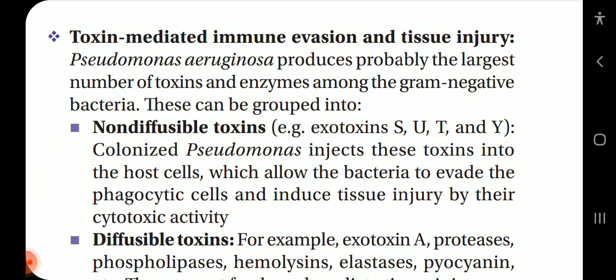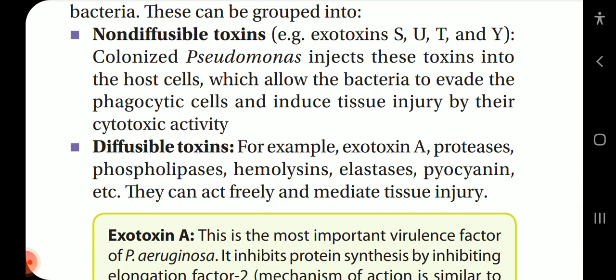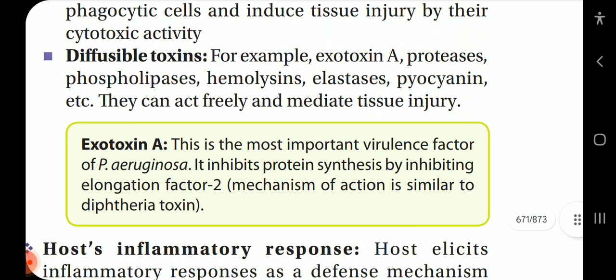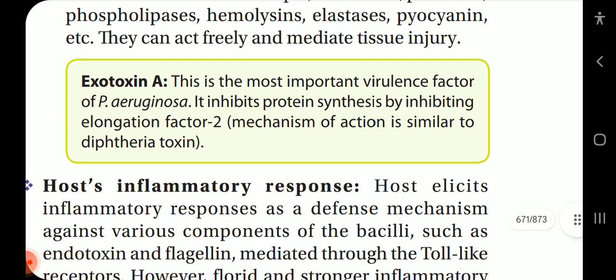Pseudomonas aeruginosa produces probably the largest number of toxins and enzymes among the gram-negative bacteria. These can be grouped into non-diffusible toxins and diffusible toxins. Non-diffusible toxins, for example exotoxins S, U, T, and Y. Colonized Pseudomonas injects these toxins into the host cells, which allows the bacteria to evade the phagocytic cells and induce tissue injury by their cytotoxic activity. Diffusible toxins, for example exotoxin A, proteases, phospholipases, hemolysins, elastases, pyocyanin, etc., can act freely and mediate tissue injury.